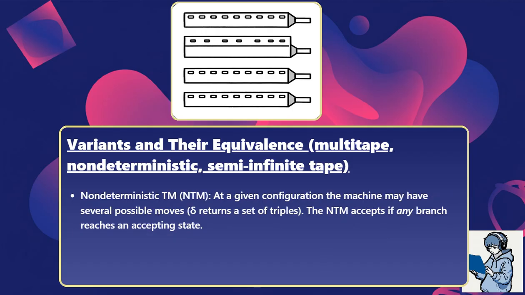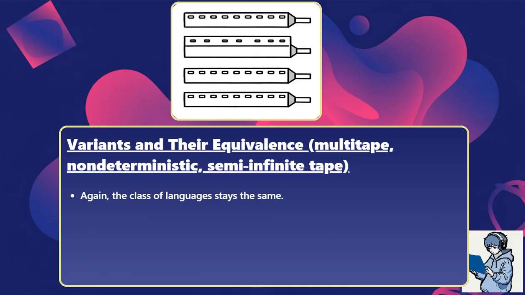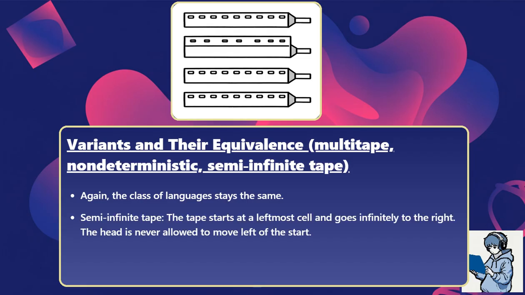Non-deterministic TM, NTM. At a given configuration, the machine may have several possible moves. Delta returns a set of triples. The NTM accepts if any branch reaches an accepting state. A deterministic TM can simulate an NTM by systematically exploring all branches, for example breadth-first search, using an extra work tape. Again, the class of languages stays the same.